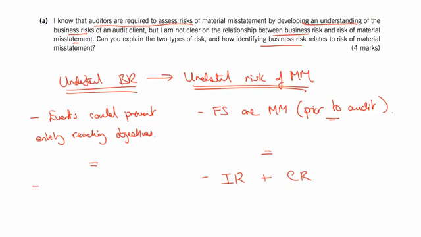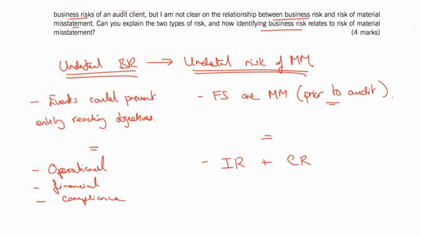Whereas business risk could be the risk that it's operationally run incorrectly. It's the financial risk of having too much gearing. It's the compliance risk if you're in a heavily regulated industry, all that sort of thing. So they're the three things really that make up business risk. And the risk of material misstatement is inherent and control.